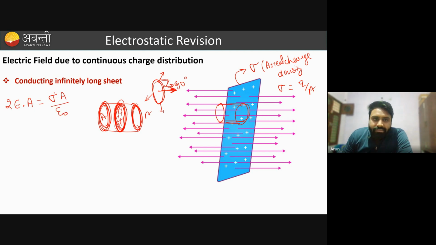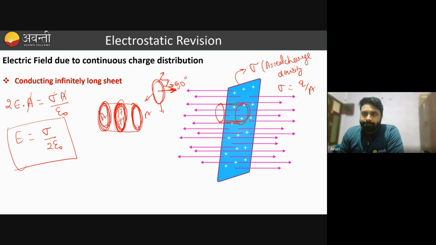How simple is this? Now area and area will cancel out. So the electric field you will have is sigma upon 2 epsilon naught. Okay, got it?